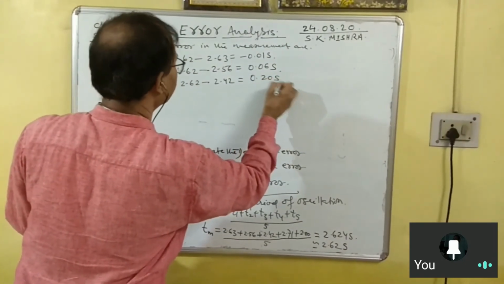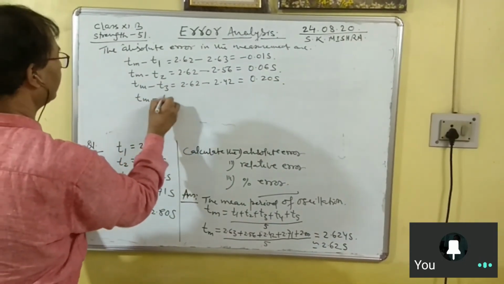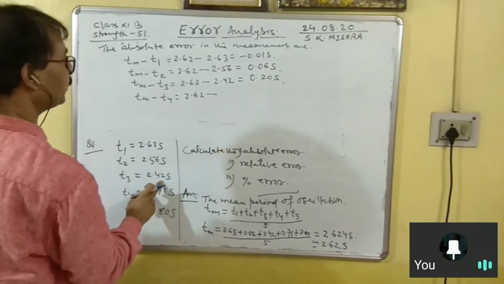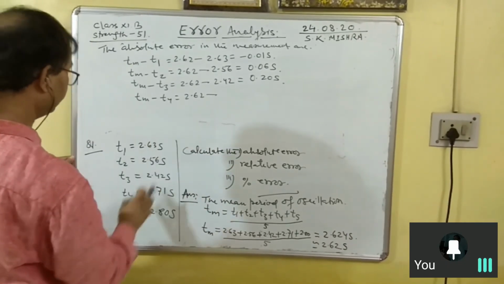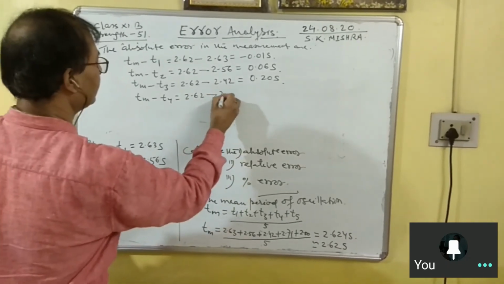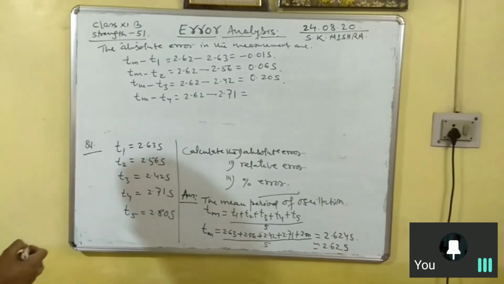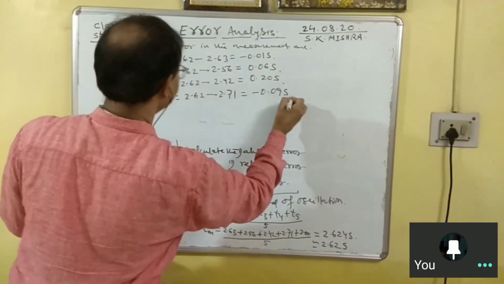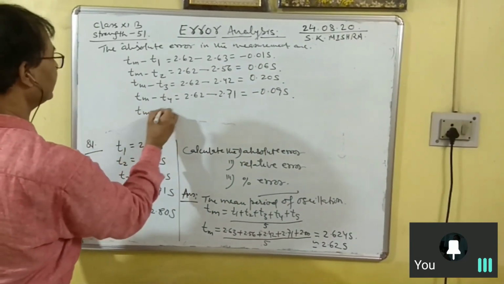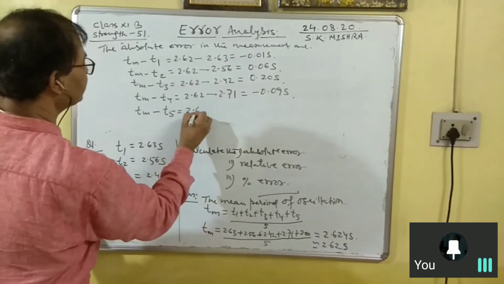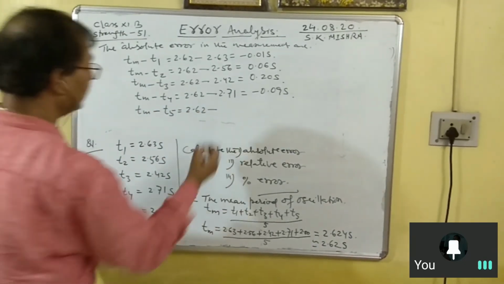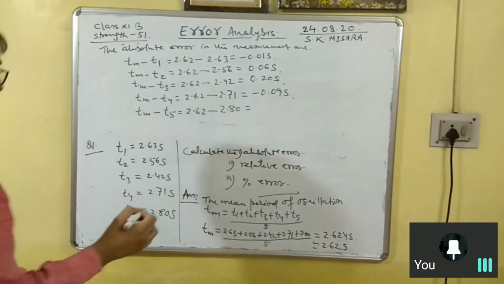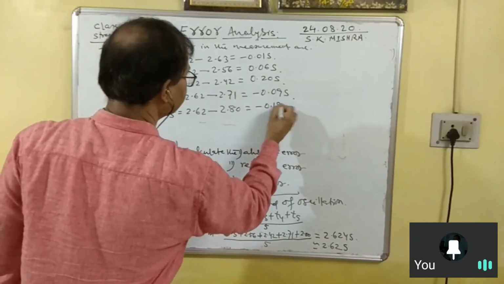Now Tm minus T4. So 2.62 minus T4. T4 is 2.71. And the difference comes to be minus 0.09 second. And finally, Tm minus T5: 2.62 minus T5, and what is T5? 2.80. So that difference comes to be minus 0.18 second.